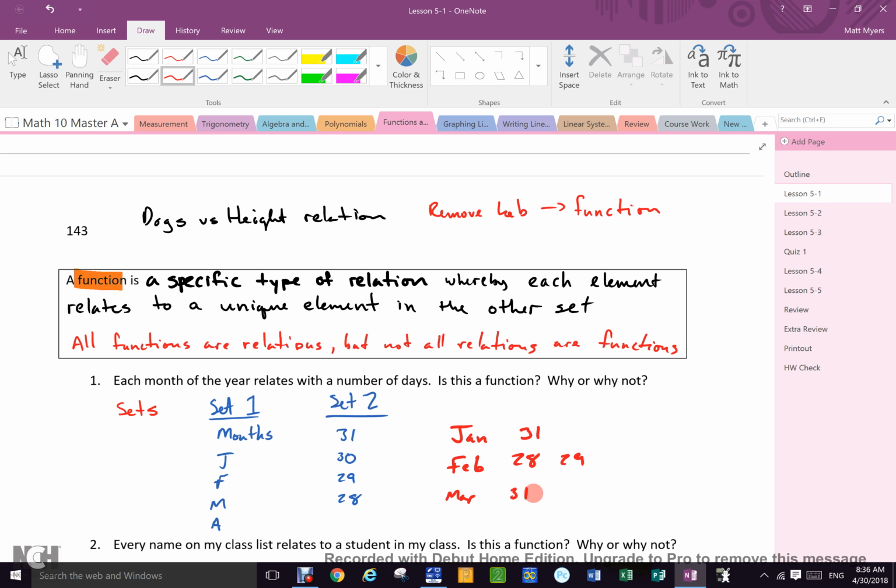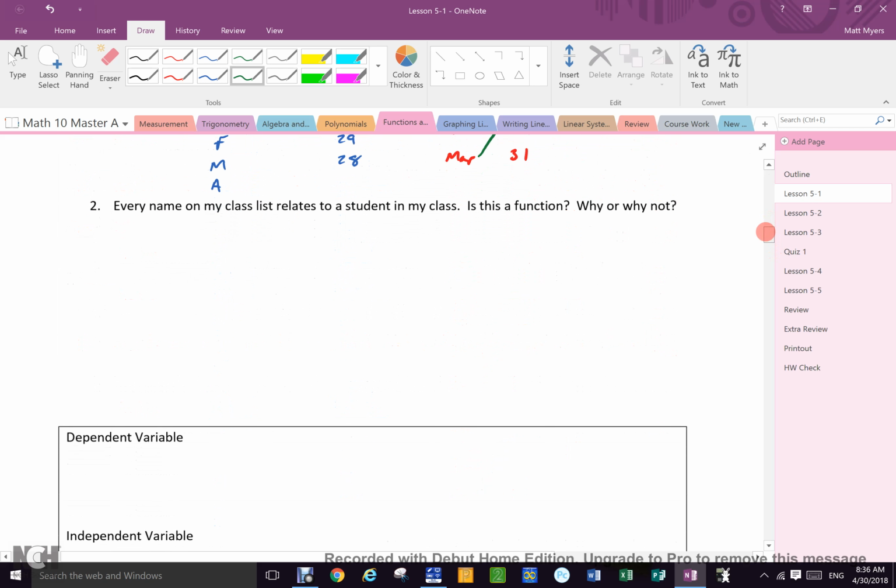But if I go backwards, you don't. Everybody cool? So that one is a relation because January hits 31, March hits 31. Right? Or April and September are both 30. Everybody good? All right. Let's go to the next one.